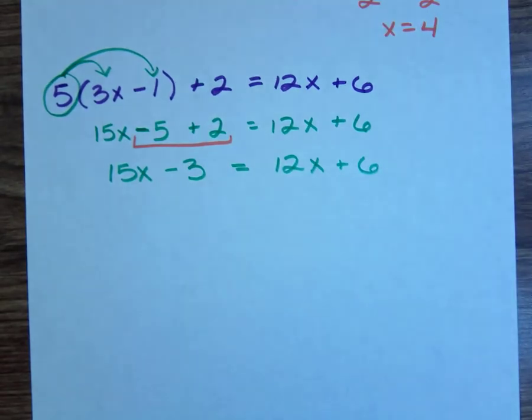Nothing else we can combine here, so now we're at the stage of the problem where we need to collect the x's on one side and the numbers on the other side. It doesn't matter which order you do this in. You can move the x's first and then move the constants, or vice versa. It does not make a difference at all.